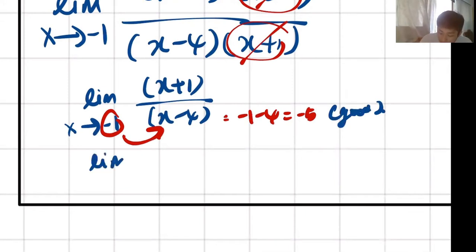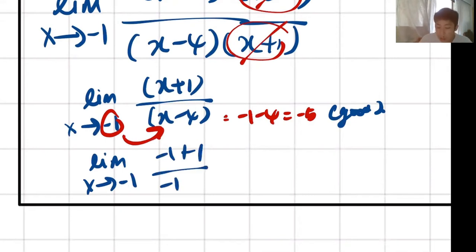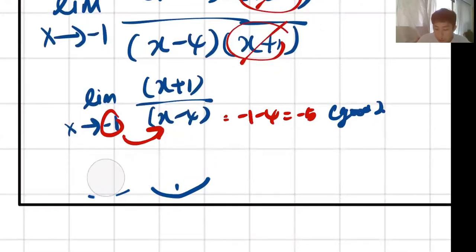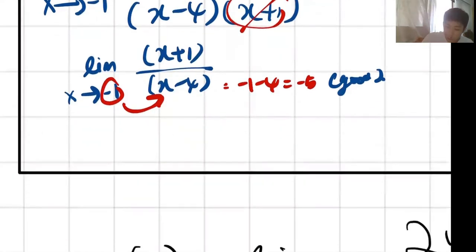You get the limit of x approaching -1 of -1 plus 1 over -1. No, you see, I'm making a mistake that I told you not to make. Whenever you're substituting, don't write the limit. I'm making a mistake, so please do not repeat my mistake. Even I still make this mistake sometimes, because I'm not focusing. You should always substitute what you get. You have -1 plus 1 over -1 minus 4. This is 0 over 5.